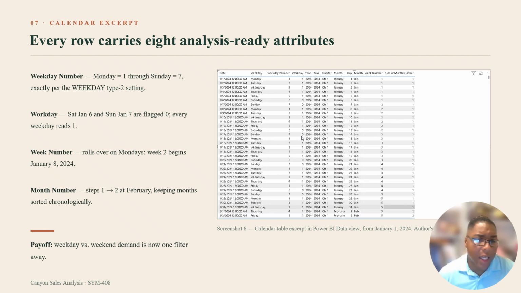With these 8 columns, we can slice sales by year, compare week over week, and separate weekday from weekend demand for staffing, all by dragging fields with no new queries.